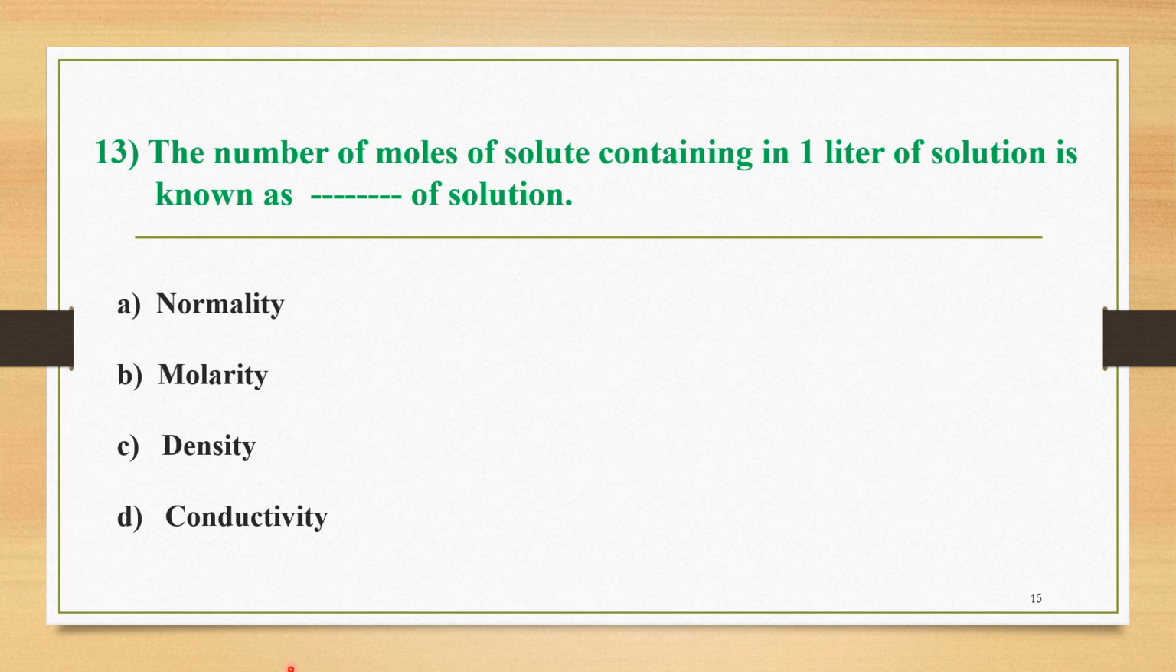The next question, number 13, is here. The number of moles of solute contained in 1 liter of solution is known as the blank of a solution, and the four options are: A is normality, B is molarity, C is density, and D is conductivity. Among these four, the correct option is option B, that is, it is called molarity. So whenever we consider molarity, it is nothing but the number of moles of solute contained in 1 liter of a solution.